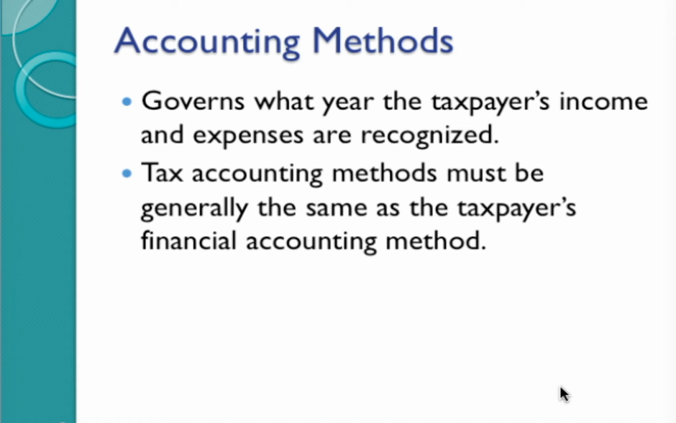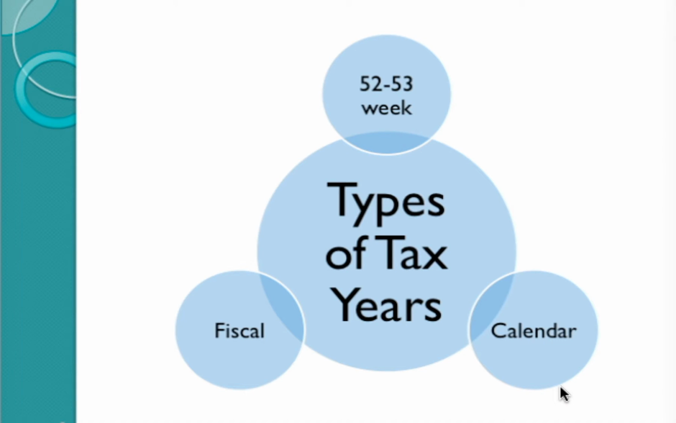So generally when we talk about accounting methods, we're talking about accrual versus cash-based accounting, or sometimes a hybrid of the two in certain circumstances. We also want to talk a little bit about various types of tax years. Generally a tax year is one full year, but we do have the 52-53 week year, where you're basically picking to end your tax year on the same day of the same month every year. For instance, the last Friday of December is when you end your tax year.